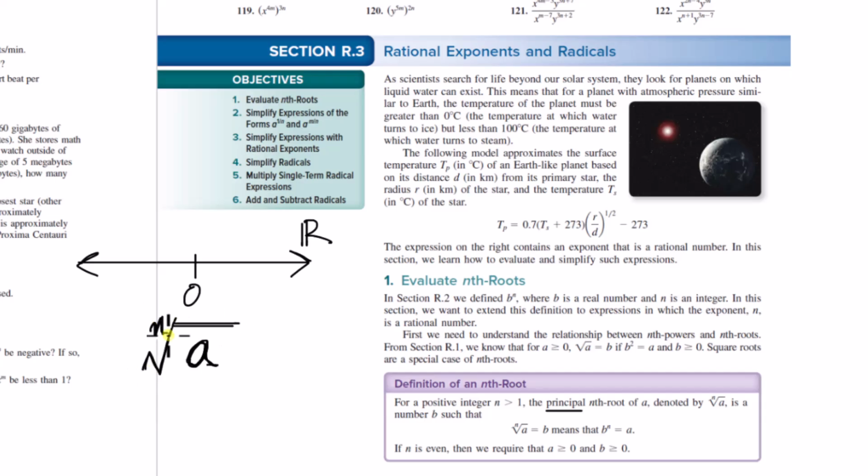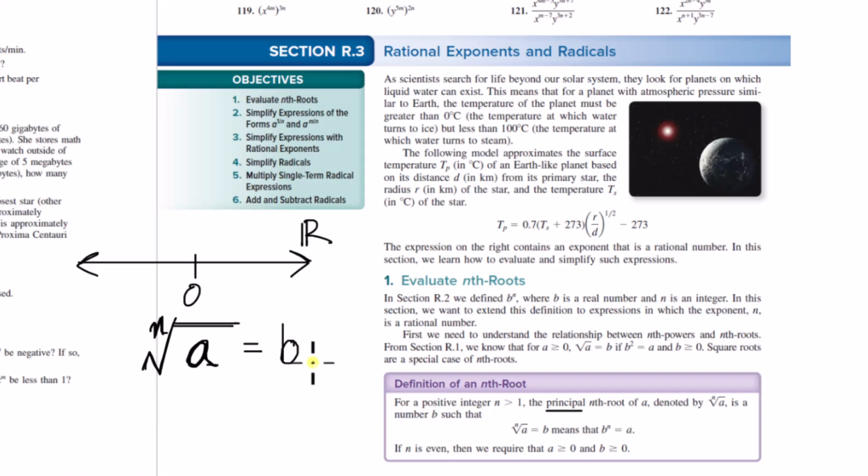Once again, n is going to be some integer greater than 1. We can start by saying a can be any real number. First of all, the idea is that the principal nth root of a is going to be one number, b. In all cases, one number comes out of this.